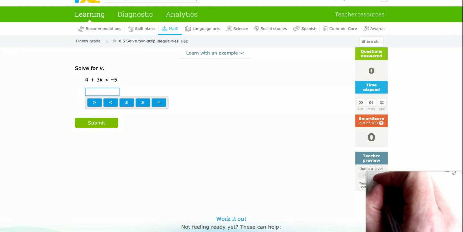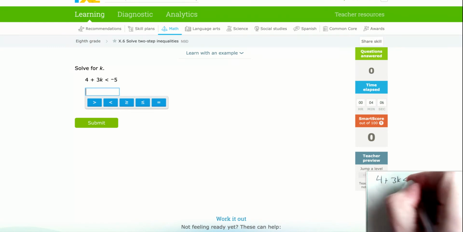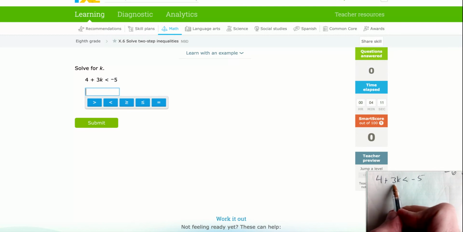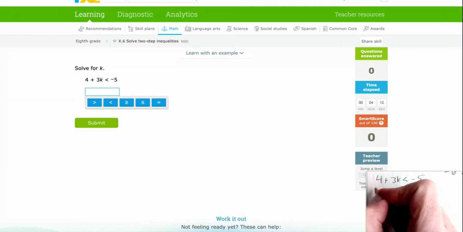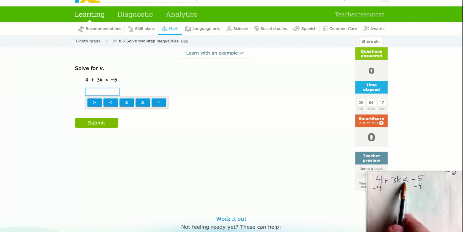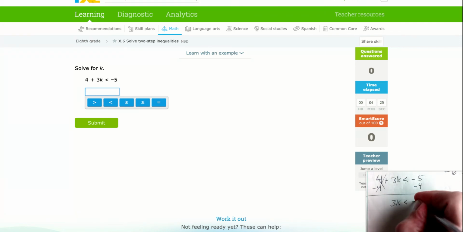So let's take this first one here that I'm showing. This 4 plus 3k is less than negative 5. Again, the first step is we want to isolate the term that has the variable, the k. So I'm going to subtract 4 from both sides. And adding and subtracting never ever changes the inequality symbol. So when I subtract the 4 from both sides, the inequality symbol will stay the same. And I get 3k is less than negative 9.